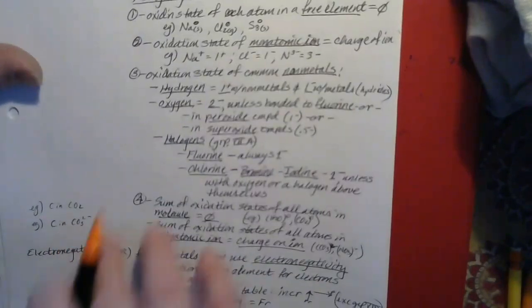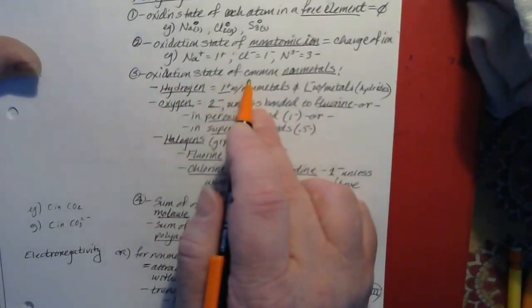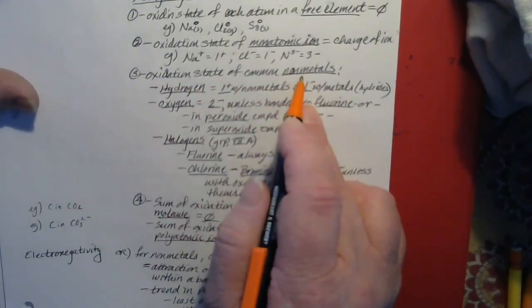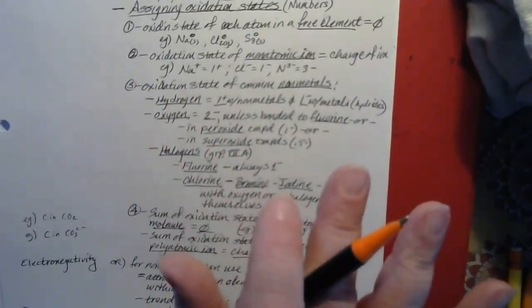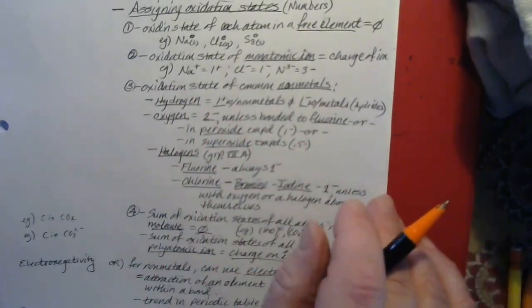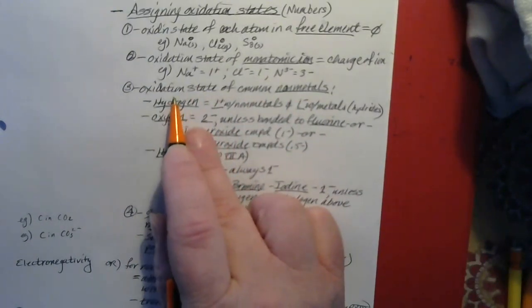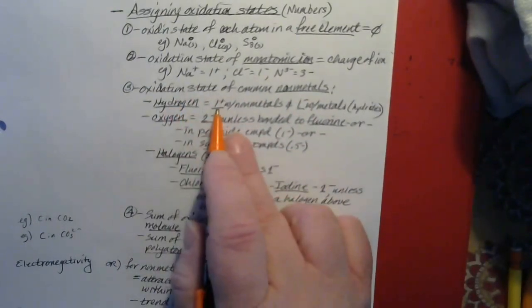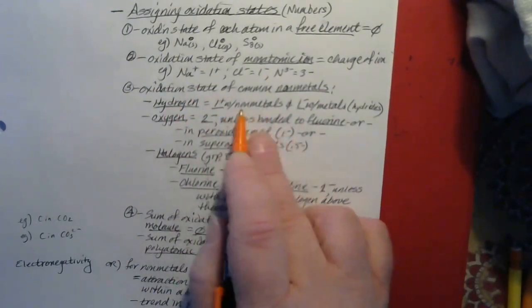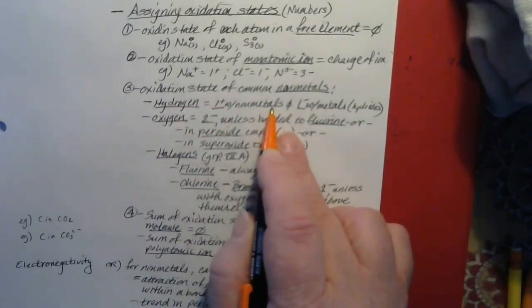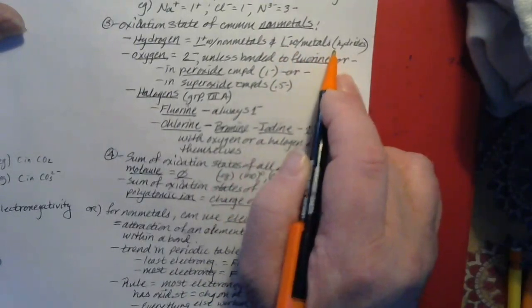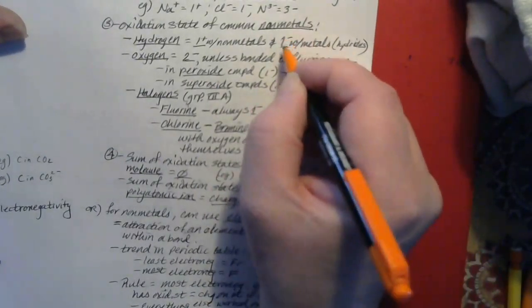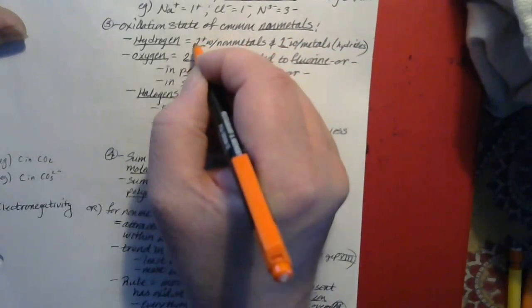Okay, simple enough. Number 3, the oxidation state of common nonmetals. There are some parts here, because the nonmetals are where it gets a little hairy, because the nonmetals can combine with each other in so many different combinations. You've got hydrogen, which will always be +1 with nonmetals, but will always be -1 with metals. Okay, those are the hydride compounds.